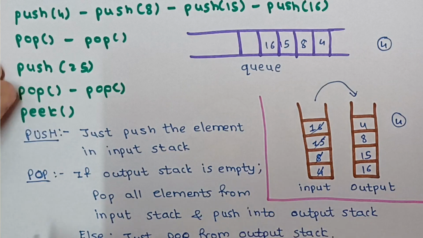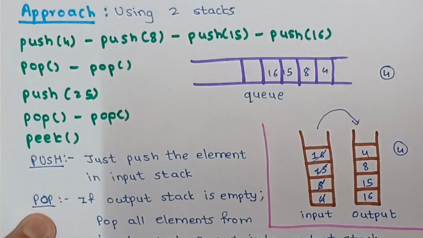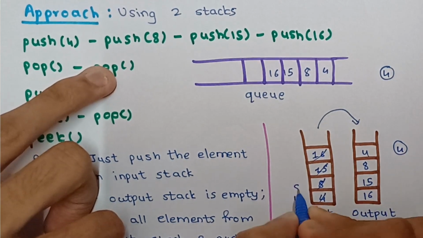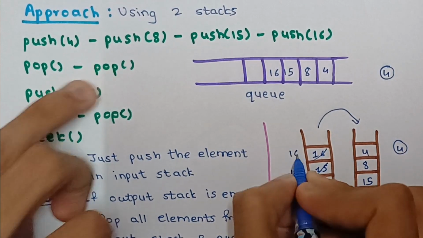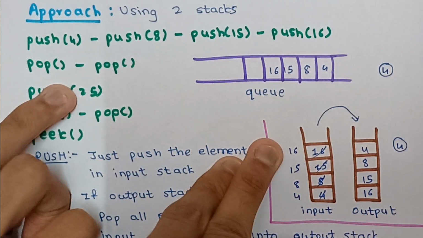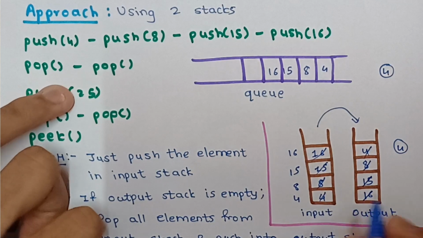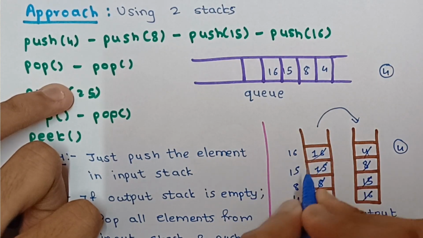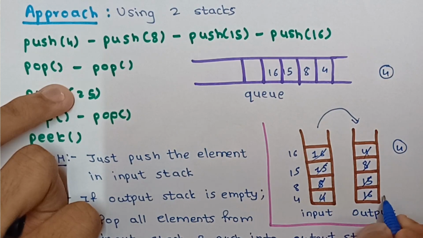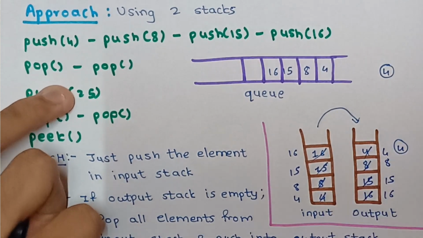I will explain again in this stack only. After pushing all these elements 4, 8, 15 and 16, we have to perform two pop operations. Our output stack is empty at the start, so we have to push all these elements into it. After pushing 16, 15, 8 and 4, this will occur.